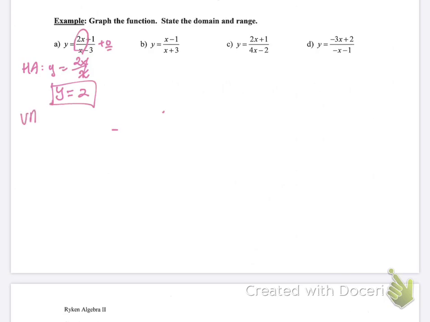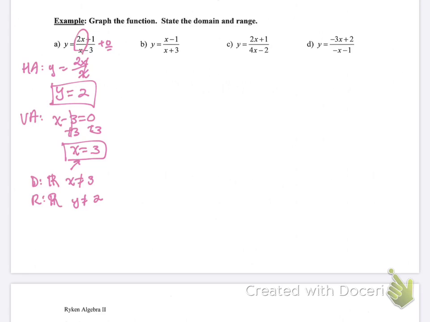Your vertical asymptote, you're going to set the denominator, which in this case is x minus 3, equal to 0. And then when you solve for x, you have to add 3 to both sides. So your vertical asymptote is at x equals 3. So if I want to state domain and range, domain is all real numbers. X cannot equal this number right here, 3. Range is all real numbers. Y cannot equal this number up here, 2.